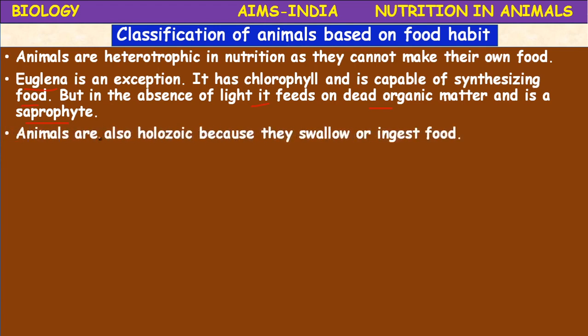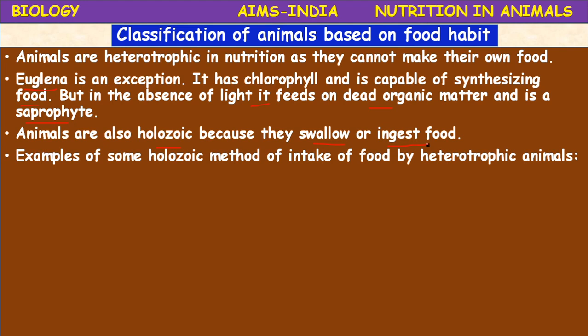The animals are also holozoic because they swallow or ingest the food material, solid particulate food they feed on. What is holozoic? The organisms which feed on solid and particulate food materials are called holozoic animals, and the nutrition is called holozoic nutrition.